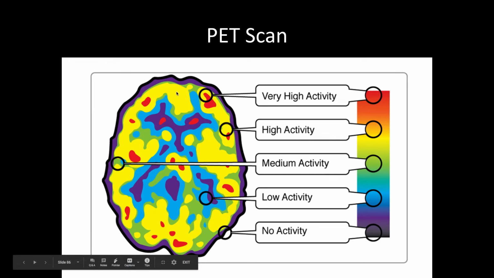Areas of the brain that are metabolizing the greatest amount of that radioactive glucose are going to appear in red on a PET scan. PET scans are used for people who have cancer. Cancer cells metabolize that glucose at a very fast rate, and so that's why PET scans are used to locate areas of the body that may have cancer cells.